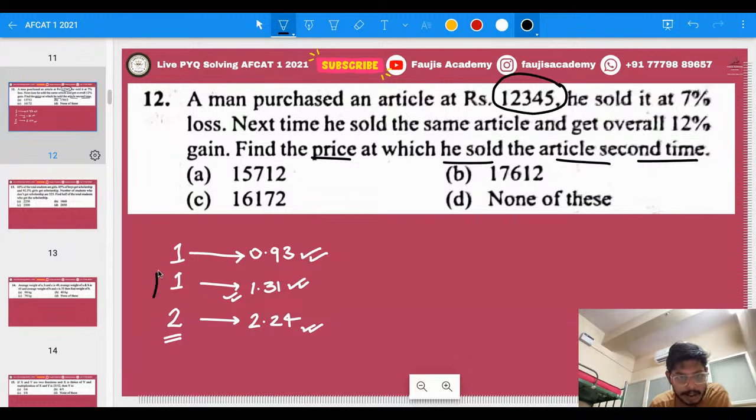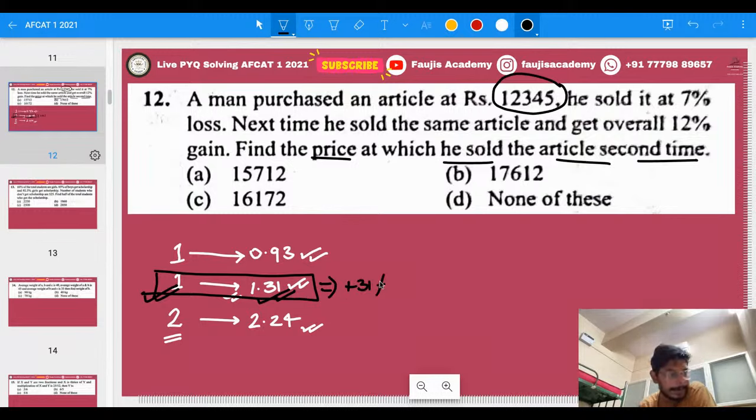The second article, the cost price was 1 rupee and it was sold at 1.31 rupees, which means it was sold at a profit of 31 percent. Okay, it was sold at 31 percent, guys, right? And now we just have to add 31 percent over here. And how do we add 31 percent over here?